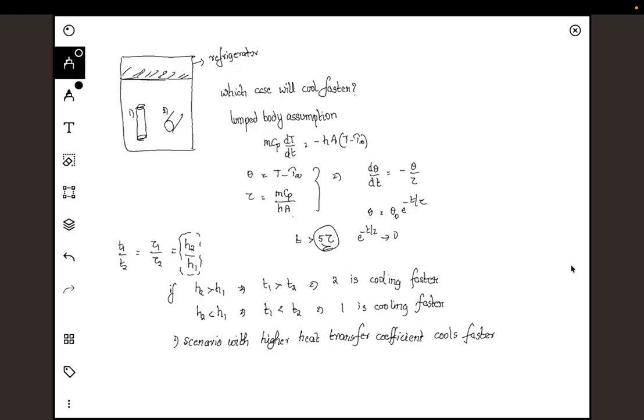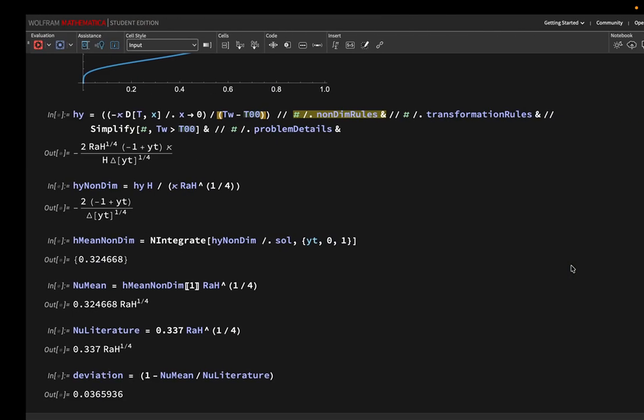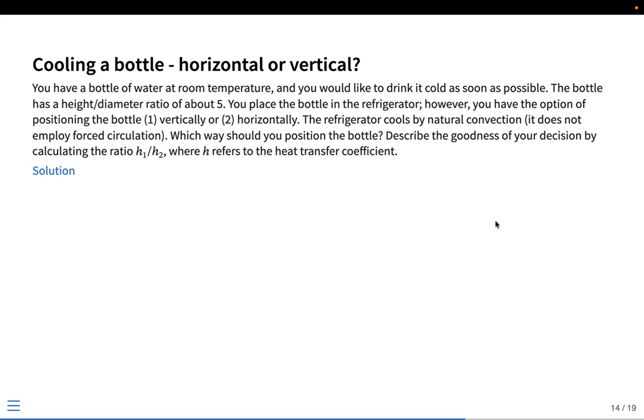If you take the same mass and the same initial temperatures, whichever one is experiencing a higher heat transfer coefficient will cool faster, right? So all we have to do now is estimate the value of H1 by H2 and see if it is greater than or less than 1. If it is greater than 1, then you have to use a vertical configuration. If it is less than 1, then you have to use a horizontal configuration. And then you can see whatever is the technique that you are using in your home.